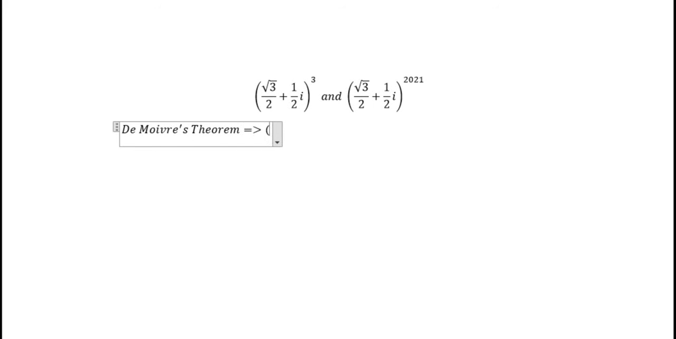So the formula is about cosine s plus i sine s, to the power z in here. So z is the power, and the answer for this one is cosine z s plus i sine z s in here.